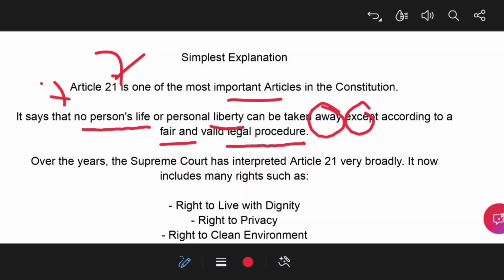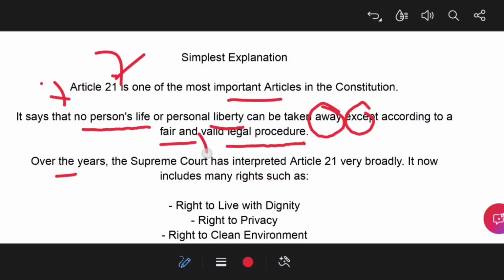Now if Parliament makes a law and that makes a certain act a crime, but actually it is not legal, it is not fair, then that law can't take your personal liberty. But if it is fair, then your right can be taken away, your right can be abridged.